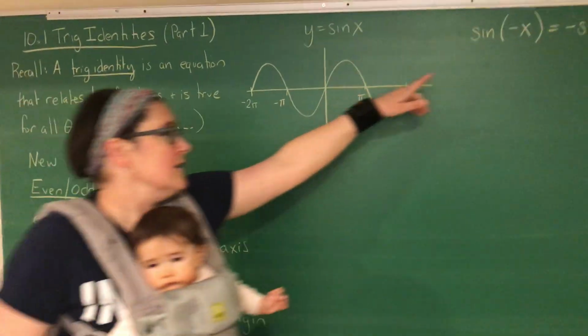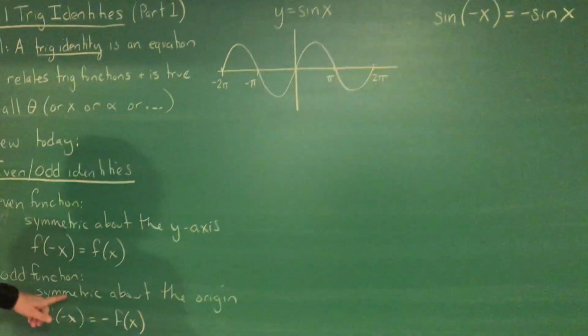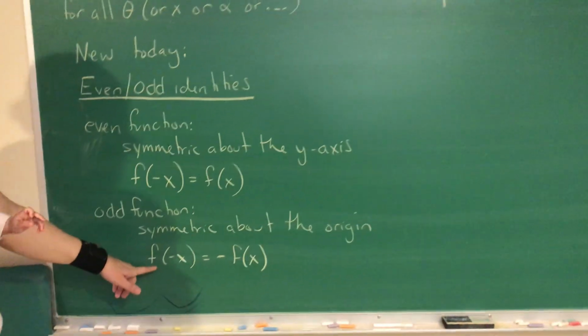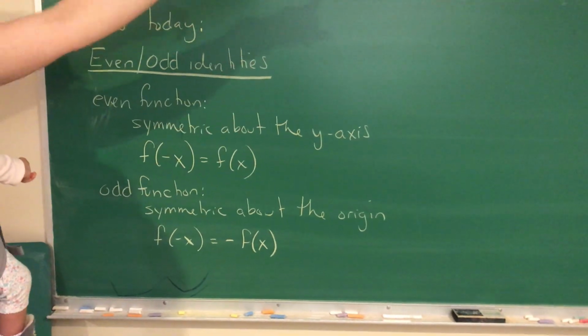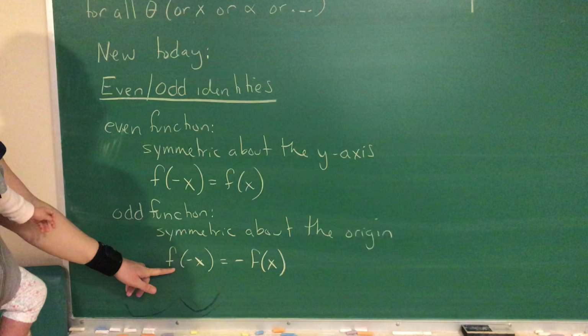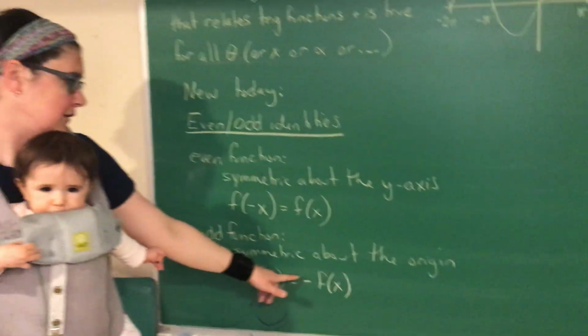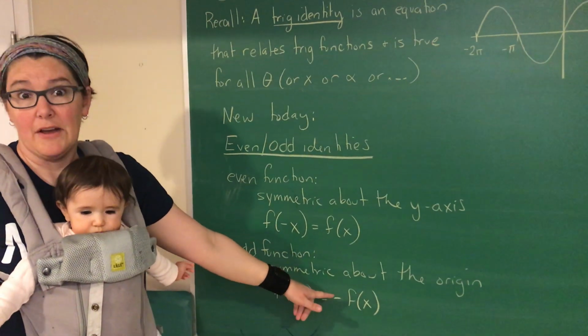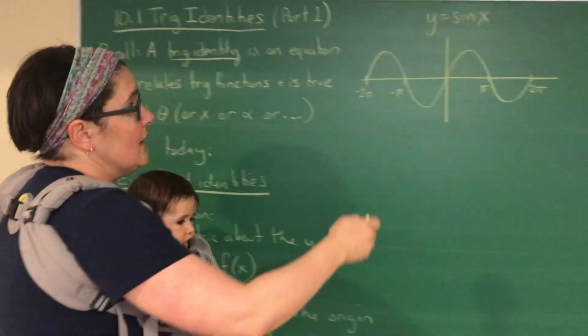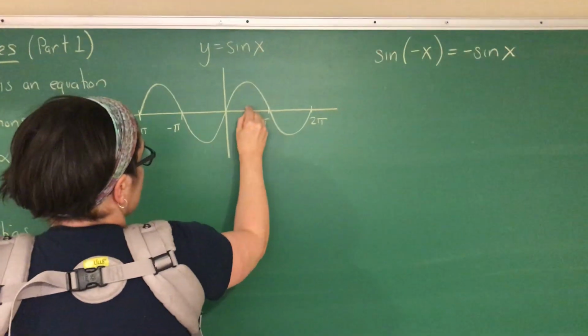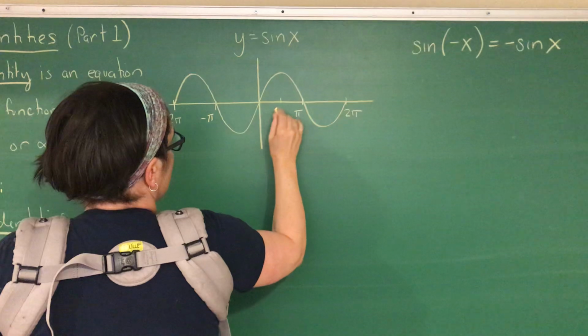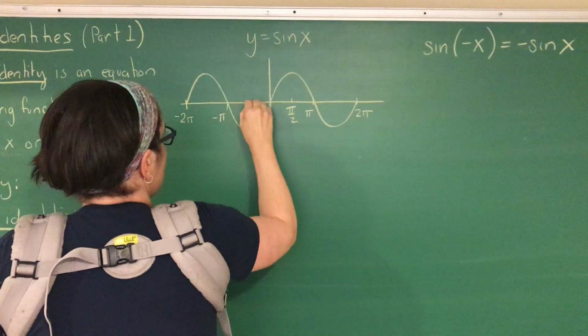Now, in terms of the symbols, that makes sense because down here we have our odd function. The name of our function is sine, but a generic name is f, so sine of negative x is equal to negative sine of x. In terms of the picture, if I think about what's happening, let's say I'm looking at pi over 2.